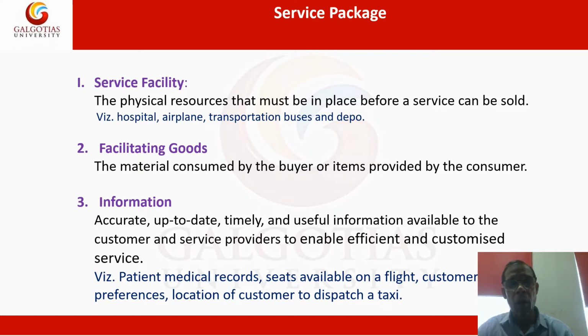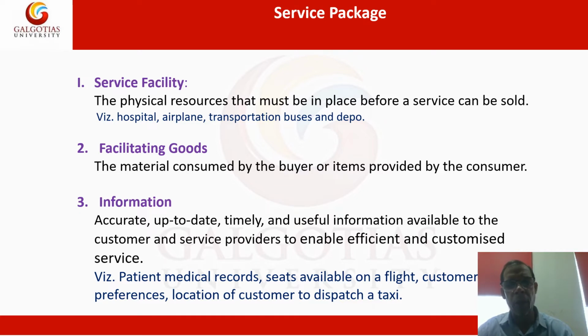Then you have facilitating goods, the goods which are consumed for delivering the service. Like when you go to a mechanic's garage, there you require grease, oil, cotton, and other things which are used to provide the service. So these facilitating goods are used in delivering the service. They are part and parcel of the package.